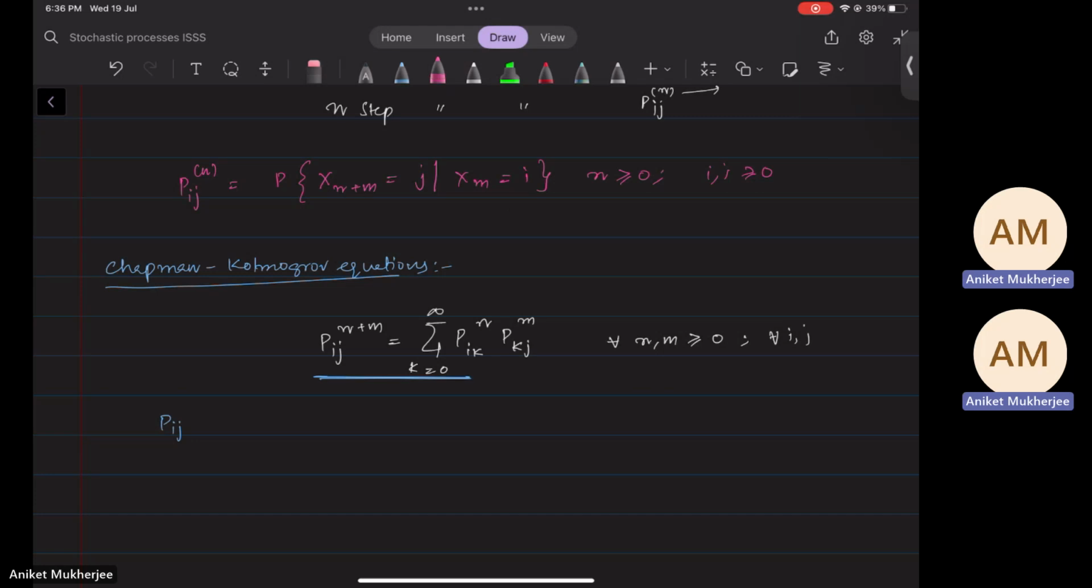So let me just draw this out. This is time. These are the states. Suppose this is state i and this is state j. Now you want to go from i to j in n plus m steps.